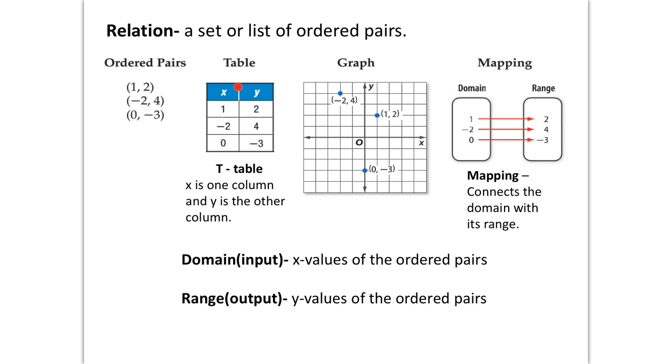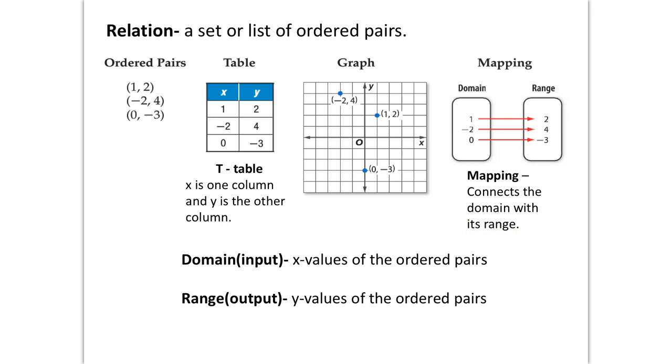Now those ordered pairs, you have three ordered pairs, you can graph them. A graph is just a coordinate plane with the x-axis and the y-axis, and you plot or graph the points in that coordinate plane. Now, mapping. Mapping is something that we use to show what the domain and the range are and to make a connection between the two. So mapping connects the domain with its range.